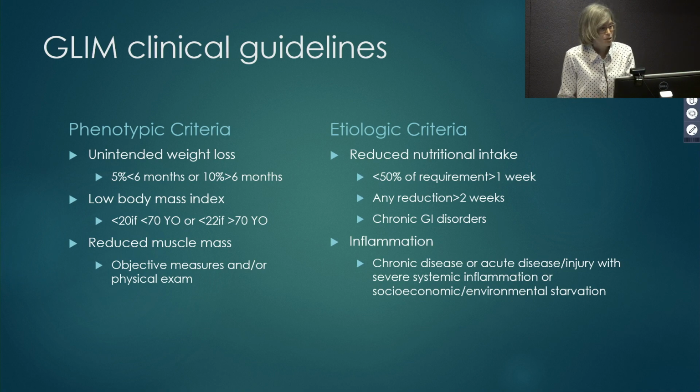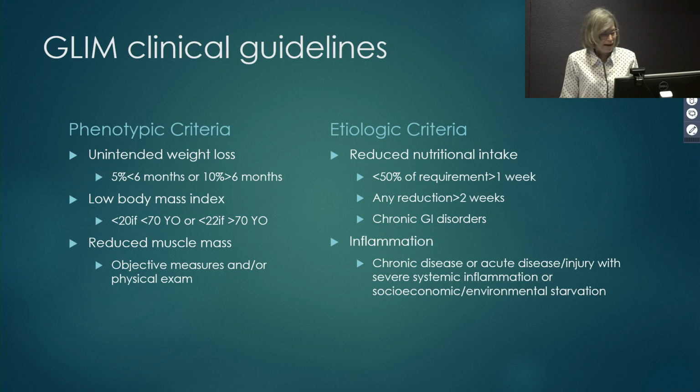The GLIM guidelines, the newer guidelines that Kelly mentioned, have 2 categories as well, phenotypic or etiologic criteria. You must have at least one from each to make a diagnosis of malnutrition. The unintended weight loss is just a little bit different than the ASPEN criteria, but in that same ballpark figure. And then low body mass index, this is where we do actually use a little bit of a BMI. And you can see that if the patient is older, they're expected to be just a little bit heavier. So the criteria differs at the age of 70.